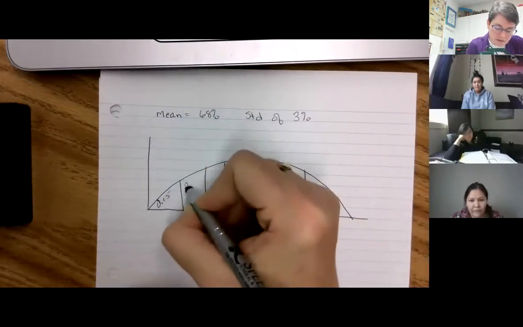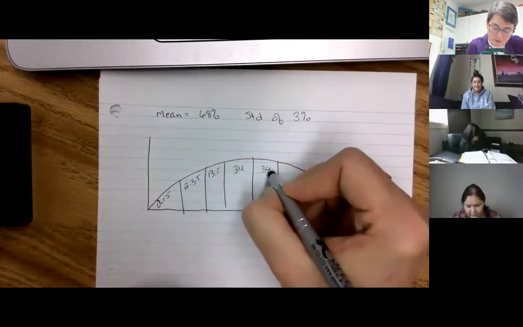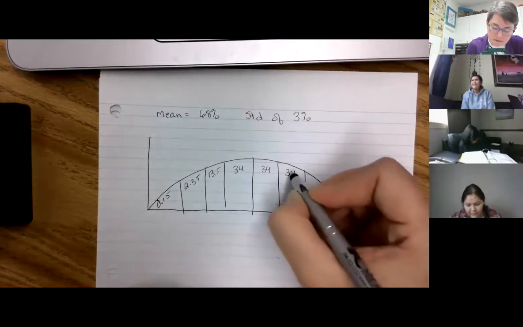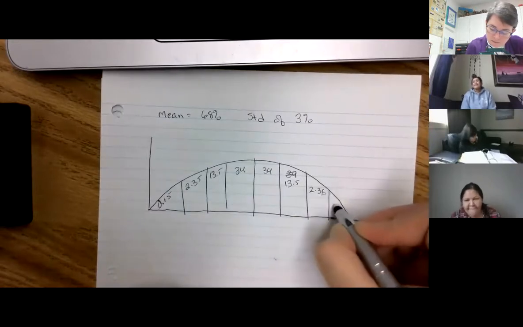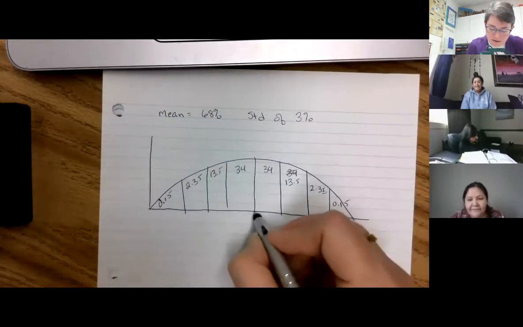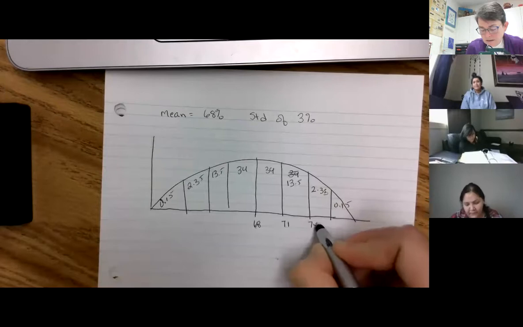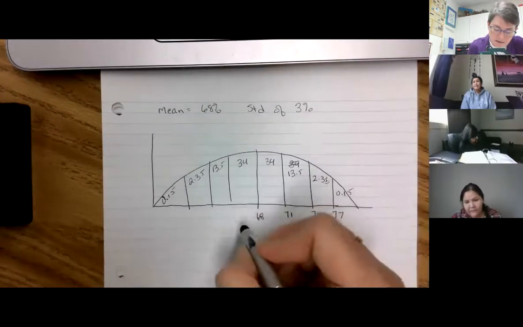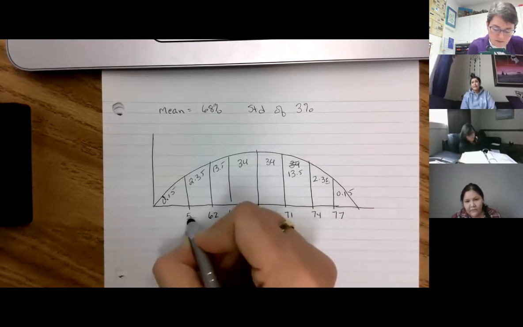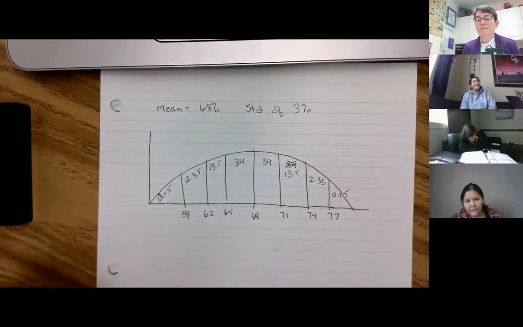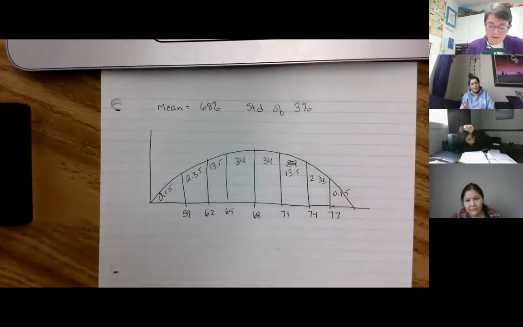0.15, 2.35, 13.5, 34, 34, 13.5, 2.35, 0.15. All right, so we got 68 plus 3 would be 71, 74, 77, and 65, 62, 59. Did I get my numbers right? Give me a thumbs up. Okay, cool. All right.